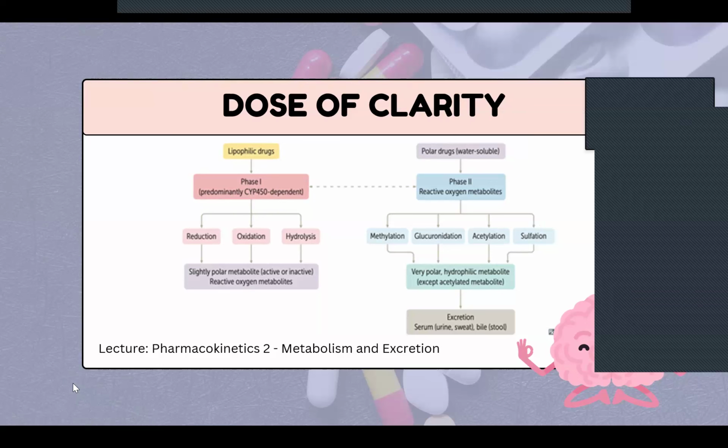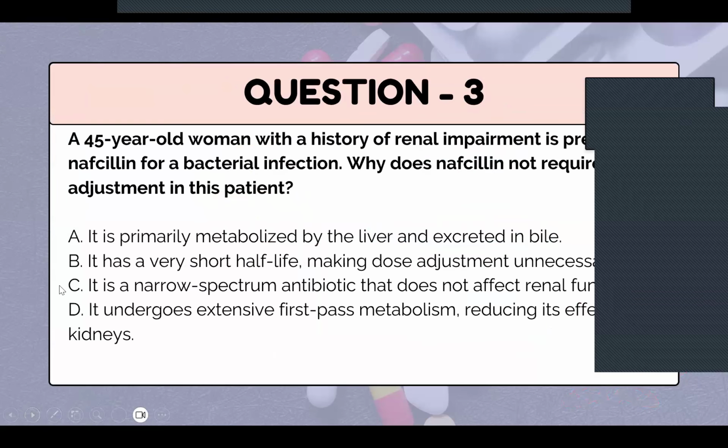Now we can move on to the next question. A 45-year-old woman with a history of renal impairment is prescribed nafcillin for a bacterial infection. Why does nafcillin not require dose adjustment in this patient? Options are: A, it is primarily metabolized by the liver and excreted in bile. B, it has a very short half-life, making dose adjustment unnecessary. C, it is a narrow-spectrum antibiotic that does not affect renal function. D, it undergoes extensive first-pass metabolism, reducing its effect on kidneys.